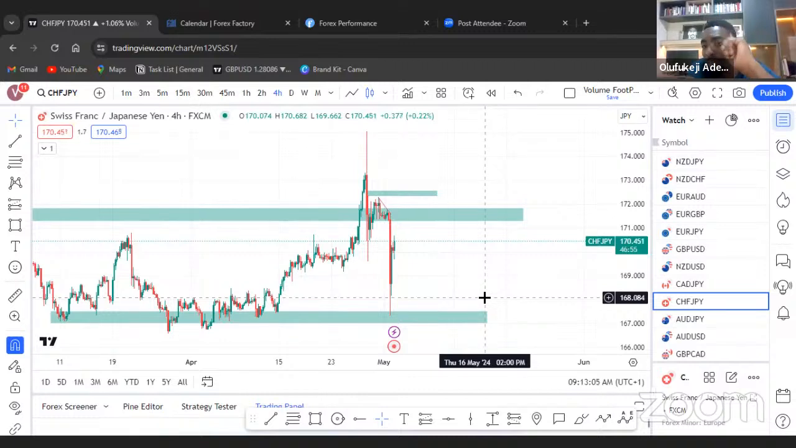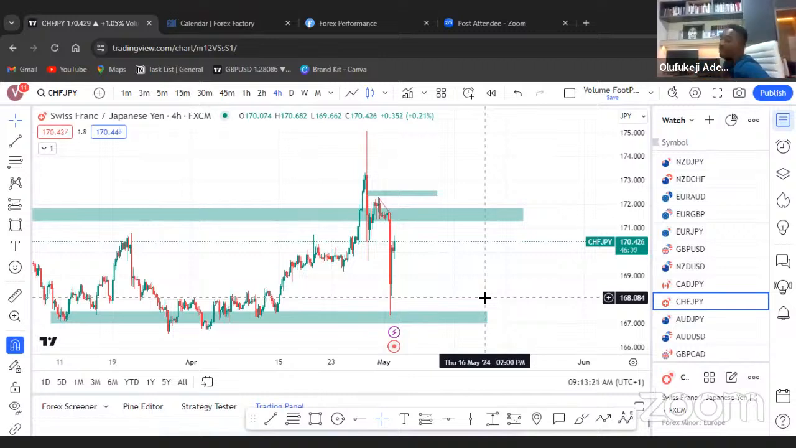The reason why I keep mentioning CHFJPY is because, like I told you earlier, Swiss franc reducing interest rates, Japanese Bank of Japan increasing their interest rates. So there is every reason for that to play out, okay?